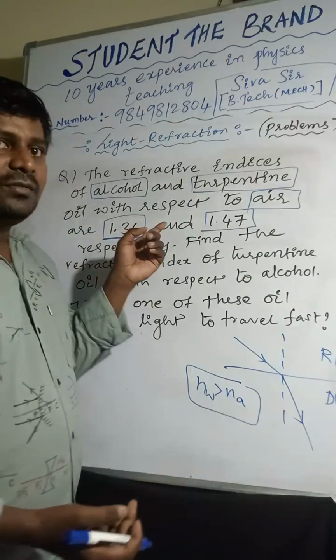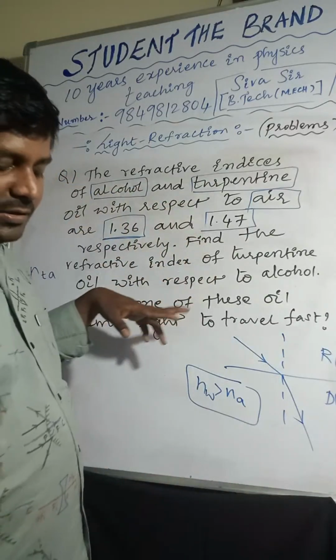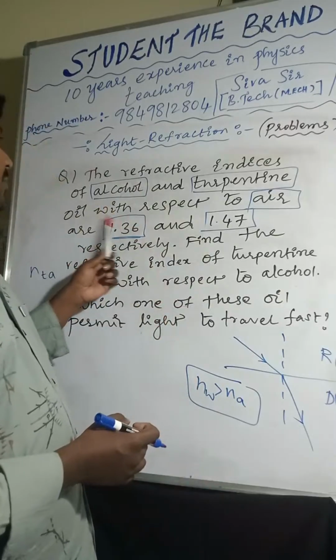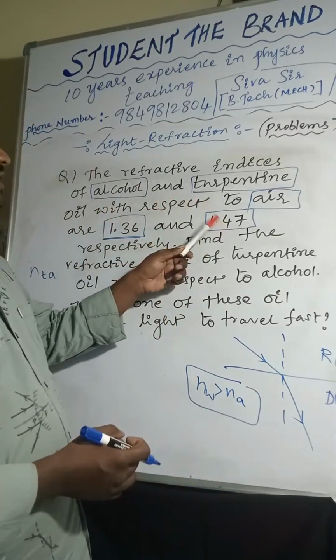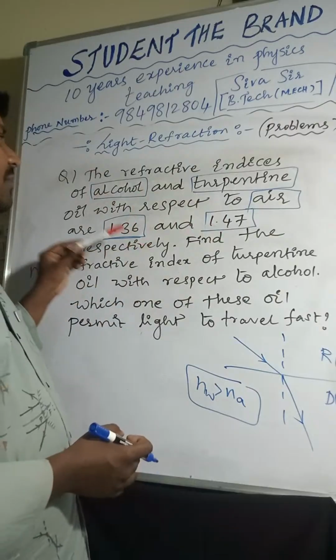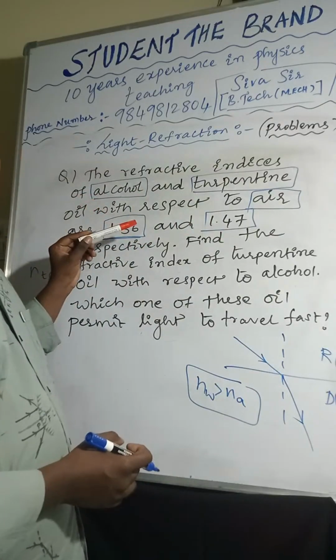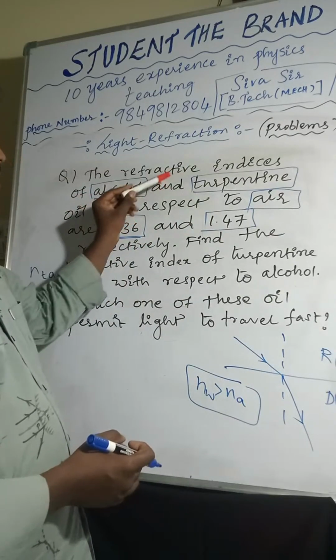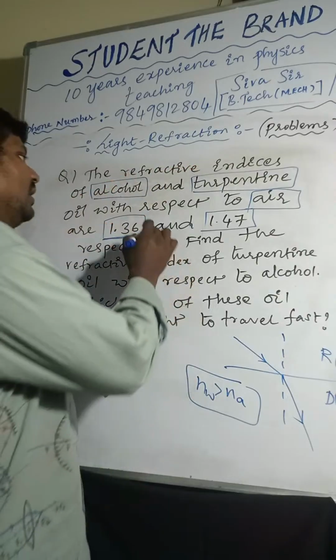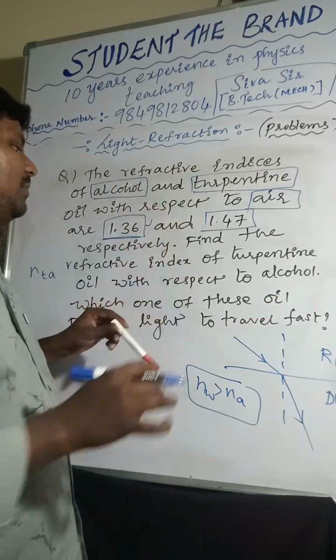So among these two, alcohol and turpentine, which one has less refractive index? Alcohol. So alcohol has less refractive index, so this will permit the light faster.